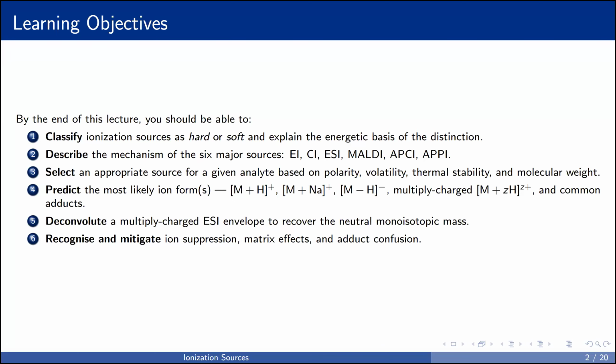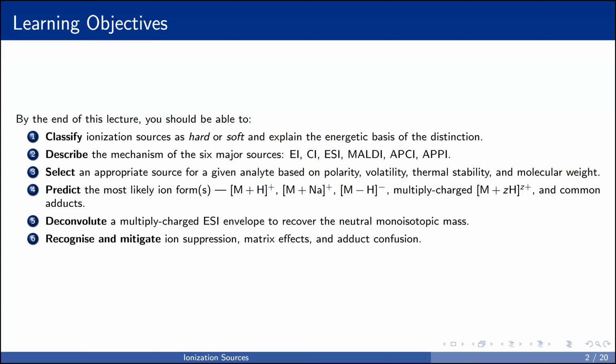Six objectives for today. First, classify sources as hard or soft. This is the single most important distinction in the field. Getting this right is half of method development. Second, describe the mechanism of each of the six sources, not in gory detail for every one, but enough that you understand why each method exists and what analytes suit it. Third, selection. Given an analyte, pick a source. This is the practical skill you'll use in any lab that runs MS.